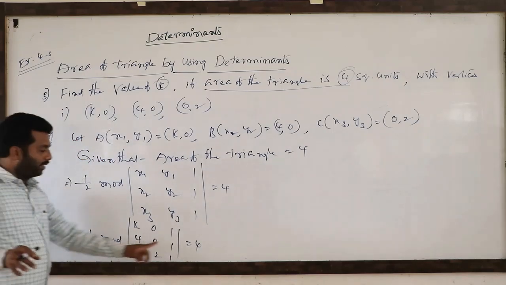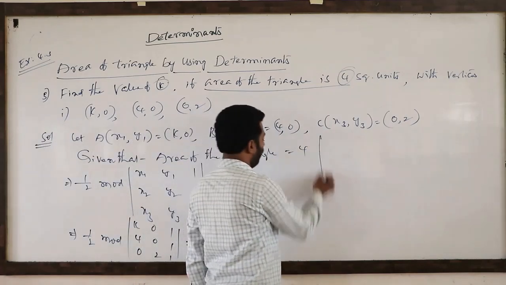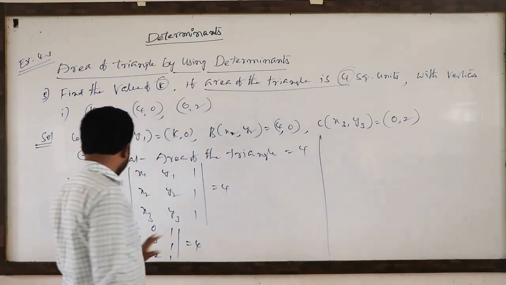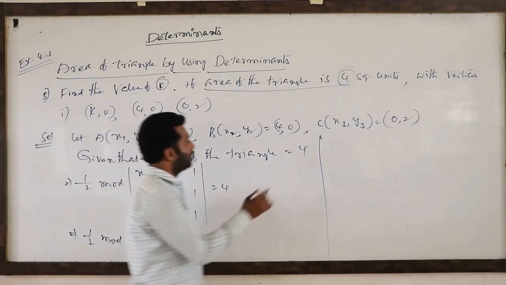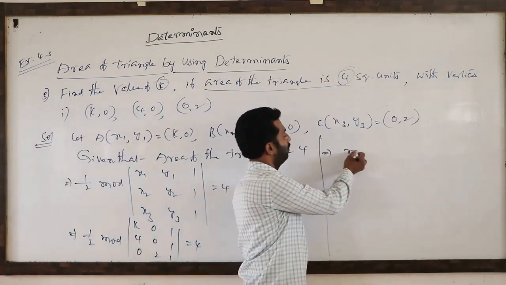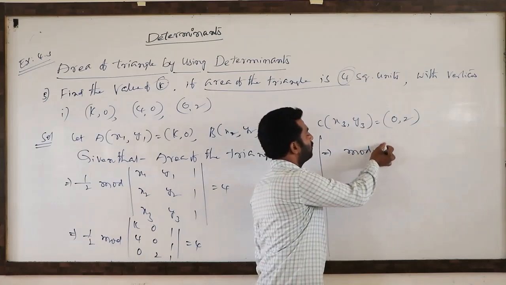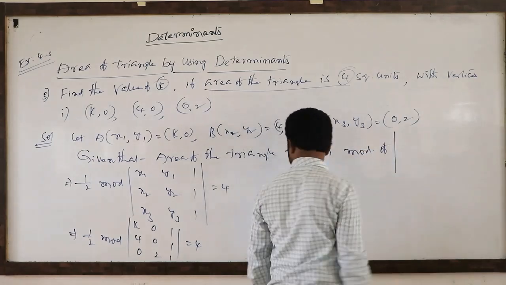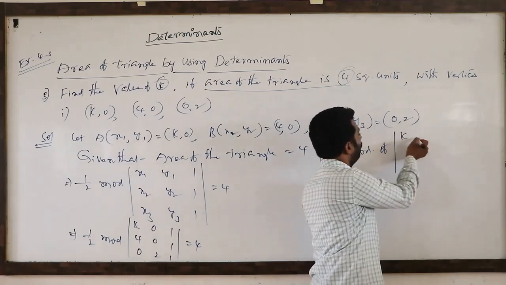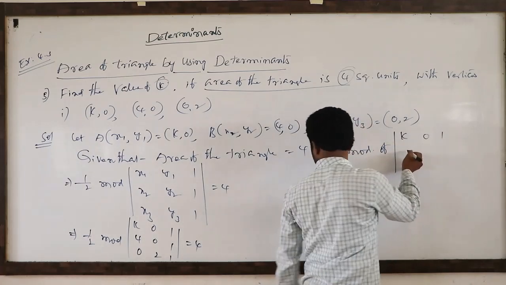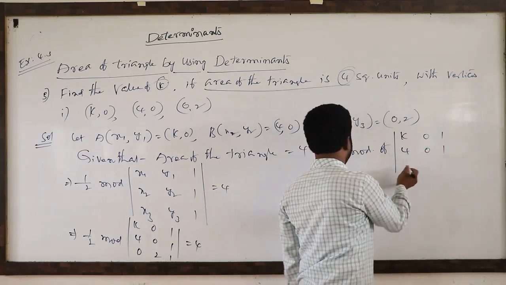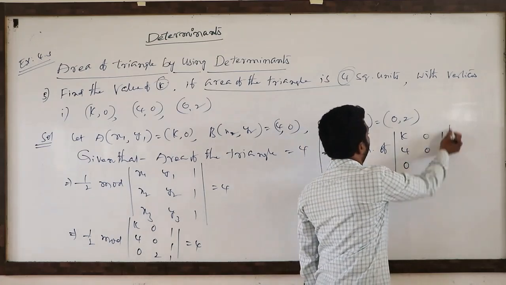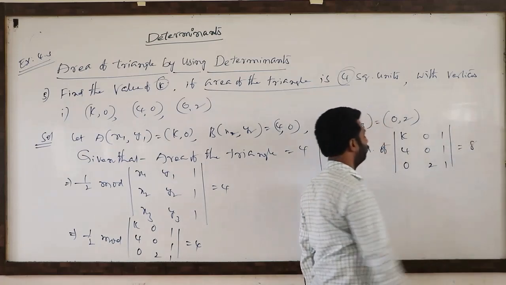1 by 2, you send this side. What will we get? 8. Because 1 by 2, this side becomes into 2, 8. Modulus of the determinant. What is the determinant? k 0 1, 4 0 1, 0 2 1 equal to 8.